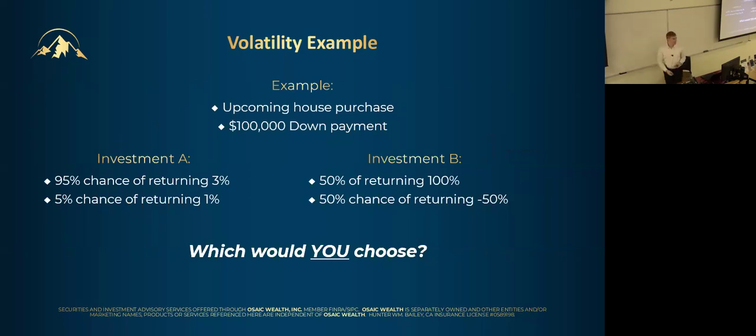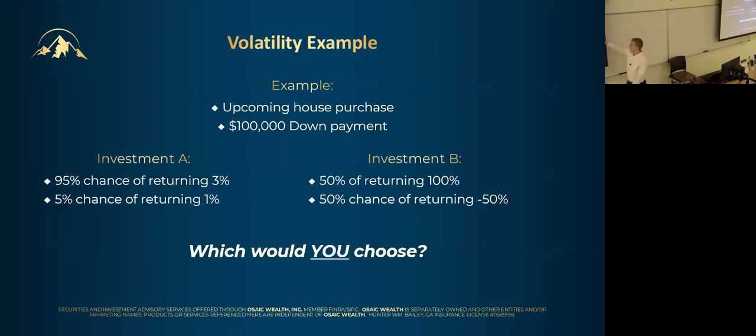So I'm going to show you an example of volatility as we're thinking with, again, that lateral integration. This is basically the same thing that I was saying, but let's say you've got an upcoming house purchase. You have $100,000 you want to put down on this property, and you have 2 investments to choose from. The first investment has a 95% chance of returning 3%, but it has a 5% chance of returning 1%. So, you know, you're not going to make a lot of money, but you're also not going to lose anything. Investment B has a 50% chance of returning 100% and doubling your money and doubling your budget, or it has a 50% chance of returning negative 50%. And so in this situation, which would you choose?